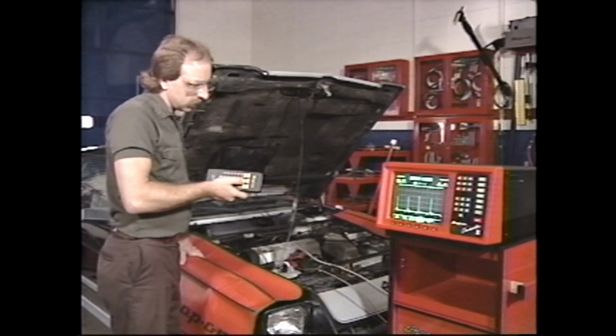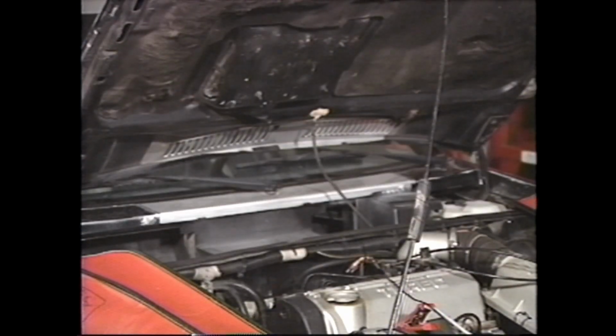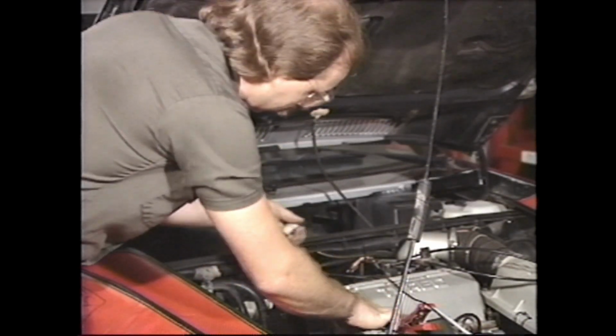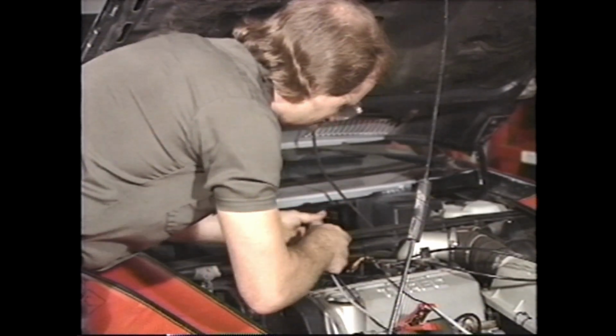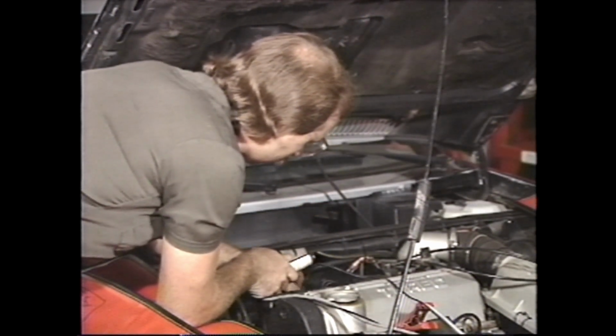Check the secondary ignition waveform to rule out an ignition problem. Check the fuel injector waveform to check fuel system control. The signal is okay, but this does not eliminate a fuel delivery problem. Since the test results are inconclusive, auxiliary equipment is needed, or mechanical tests must be done to verify the problem.